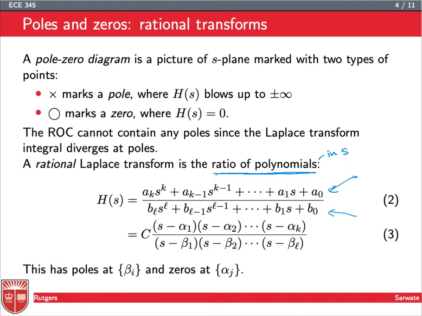And then if we have these degree k and degree L polynomials, we can factorize them into a product of monomial terms. And this leads us to see that when s is equal to one of the alphas, we get a 0. And when s is equal to one of the betas, the Laplace transform blows up, so those are the poles. And this constant c here is to handle basically these two leading terms in the coefficient expansion.